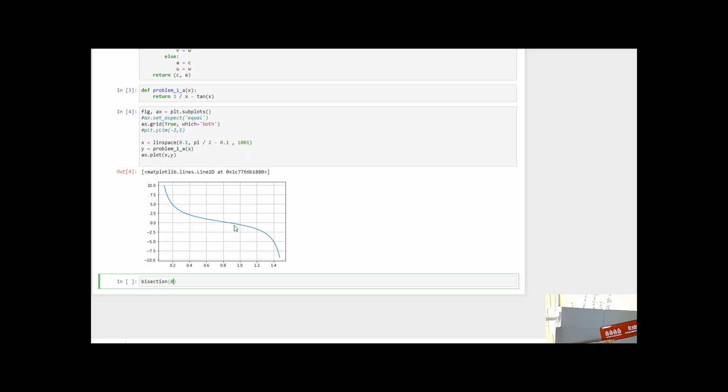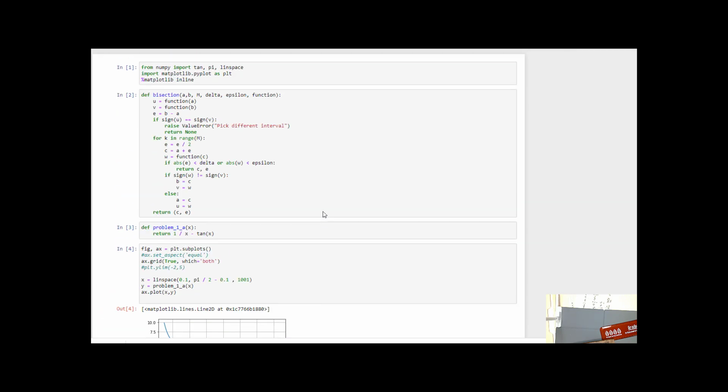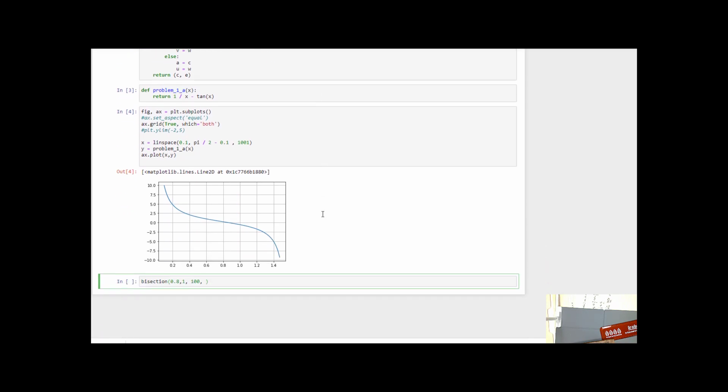And I'm going to start. I could do 0.1 to pi over 2 minus 0.1, but since I can read this from the graph, why don't I do 0.8 to 1. That'll give me kind of a head start on the process. And I'm not going to want to do this any more than 100 times. I'm going to choose my delta to be 1e-10, my epsilon to be 1e-10, and my function to be problem 1a.